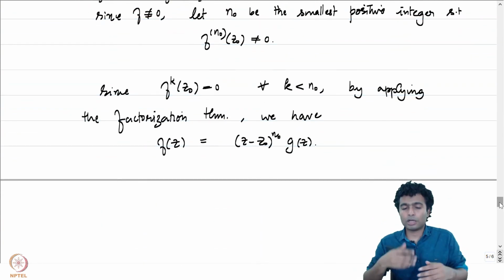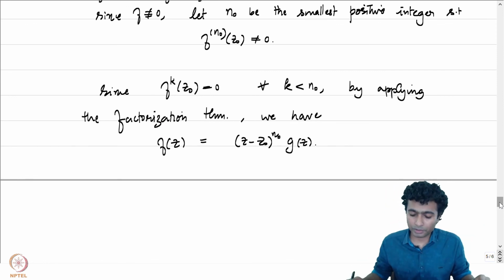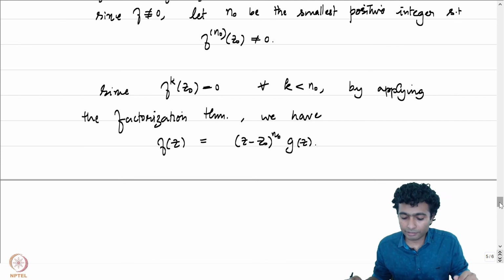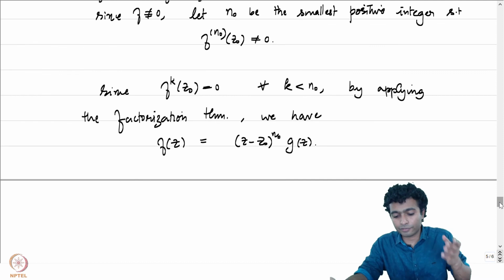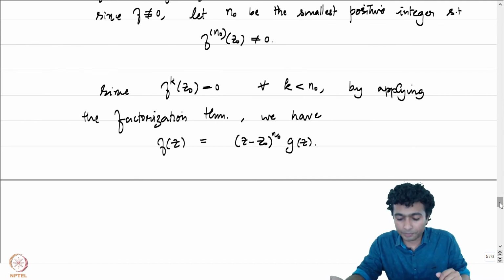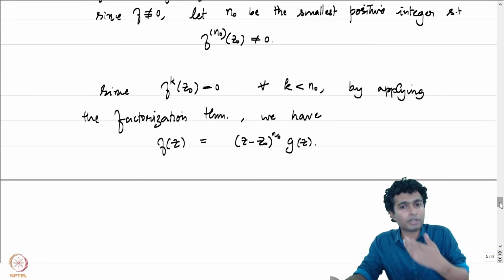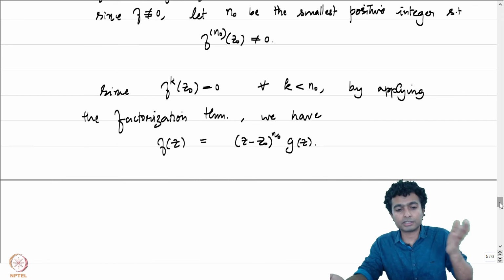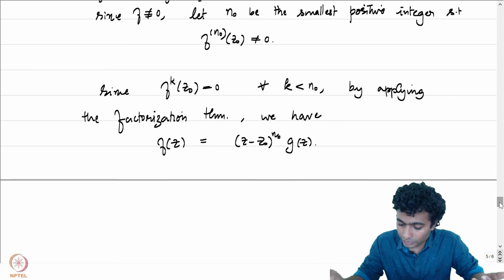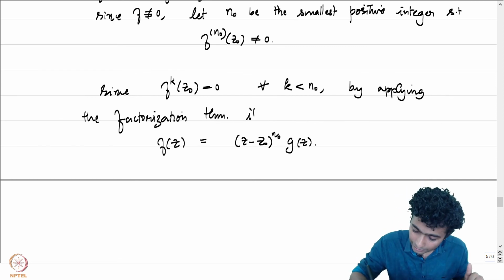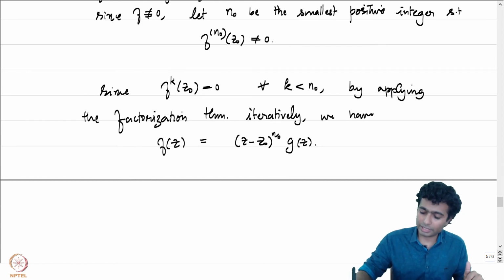Now, the key thing is to apply the factorization theorem to f of z, and write it as z minus z0 times g0. Now, looking at the derivative will tell us that g0 of z0 is also equal to 0 if n naught is greater than 1. And then write g0 of z as z minus z0 times g1 of z, and therefore we will be able to write f as z minus z0 to the power 2 times g1 of z. This is being done iteratively. We have g of z in this manner.